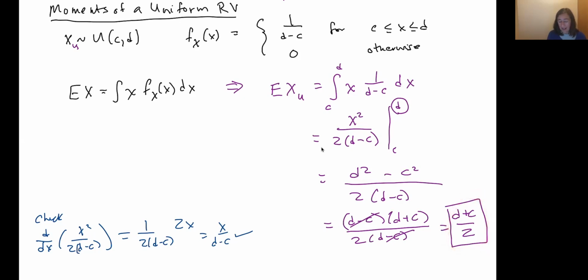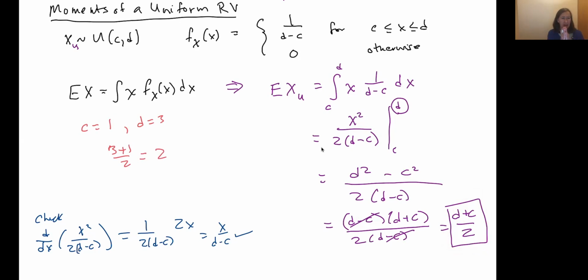It's the point that is halfway between D and C. So if we had a case where C equals 1 and D equals 3, that midpoint would be (3 plus 1) over 2, which is 2, the point exactly in the middle. And that actually makes sense, right?